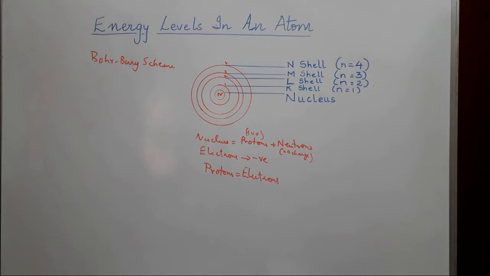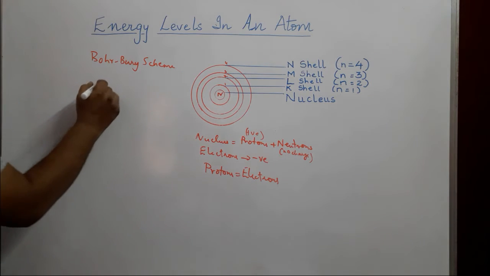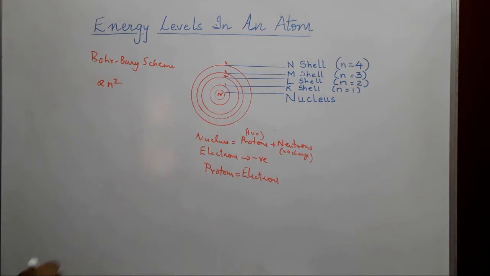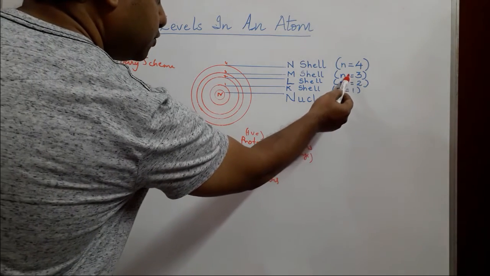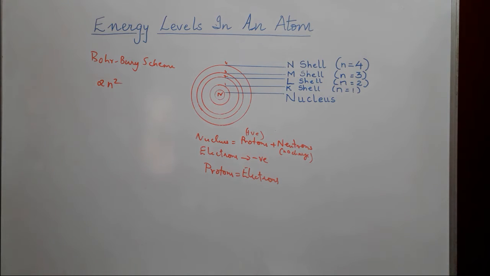So according to the Bohr-Bury scheme, the first thing it says is the filling up of electrons in an atom is done in accordance to 2n square. Okay, so it is 2n square, where n is the number of the shell which we have given over here, n equal to 1, n equal to 2, n equal to 3, n equal to 4, and 2n square represents the total number of electrons that can be accommodated in a particular shell.